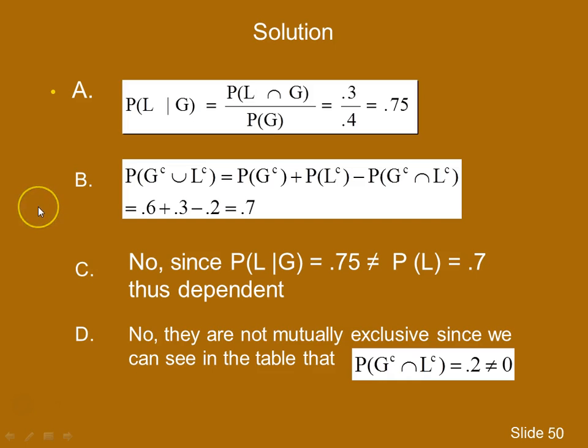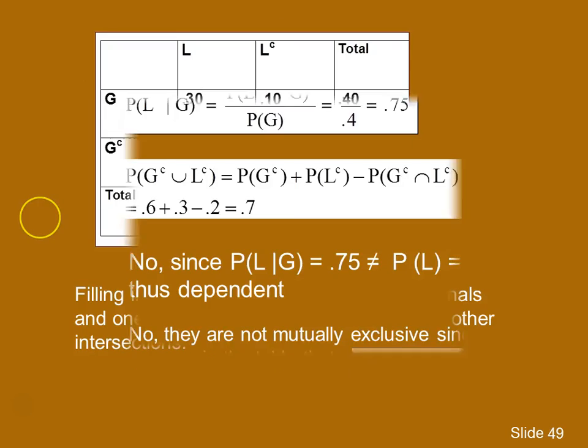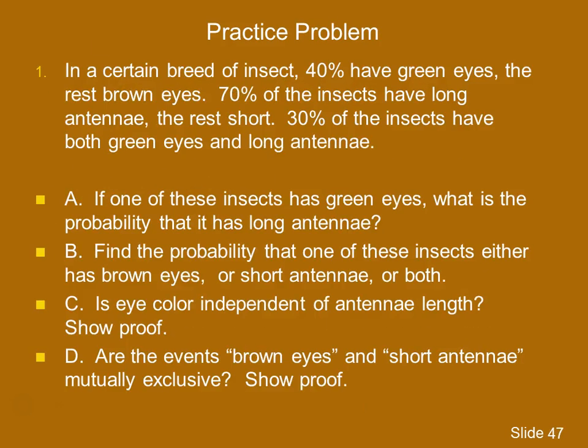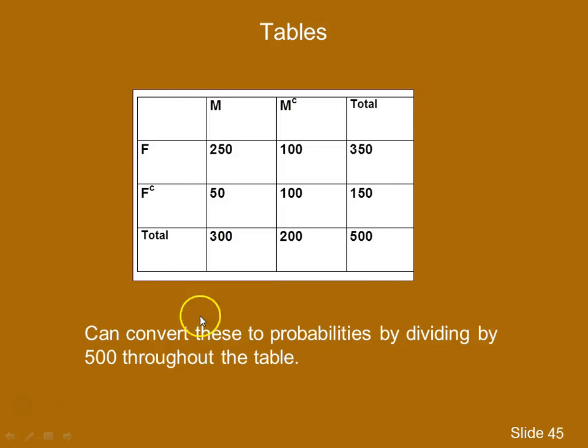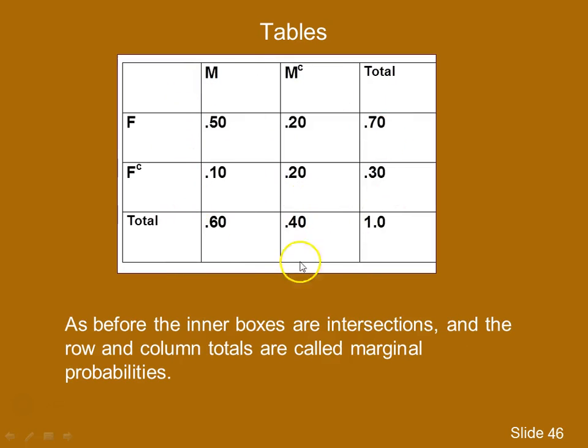You will find usually in a lot of books and assignments, a number of problems that sometimes give you joint frequency tables like this and ask you probability questions from them. And again, you can either use the frequencies to answer the question, or you can convert the whole table over to probabilities as we did earlier.